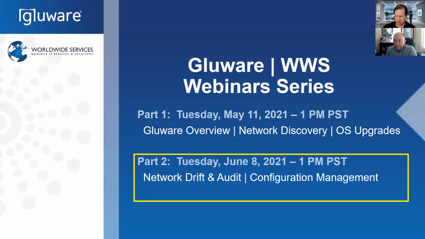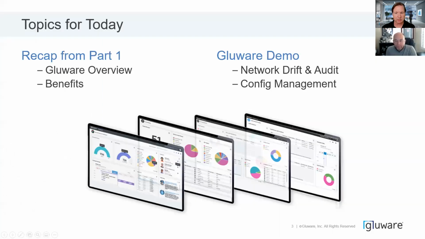Thanks, Ken. Just to recap from an agenda standpoint of the Glueware content, we're going to do a quick recap from part one, introducing the Glueware system so you can understand our approach to network automation and the benefits you gain. Then the live demo will be completely new content from part one. We're going to highlight our config management software we call config modeling, as well as our drift and audit application. We'll jump into those and do some fun live demos to see the product in action.